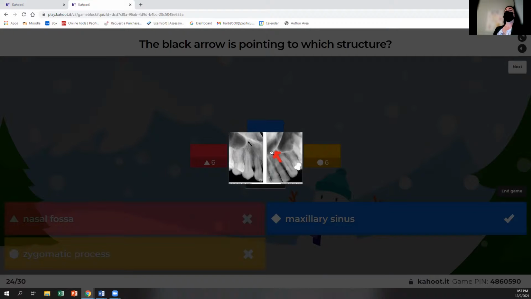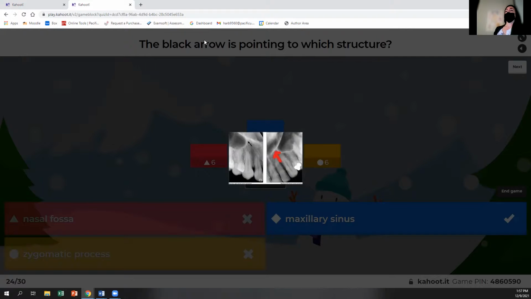This is your inverted Y. In both pictures, you're looking at the inverted Y, and this long line is your nasal fossa. The area over the premolars is the maxillary sinus. So you locate your premolars, and the line over the premolars is the maxillary sinus. The line over your anterior teeth is your nasal fossa.